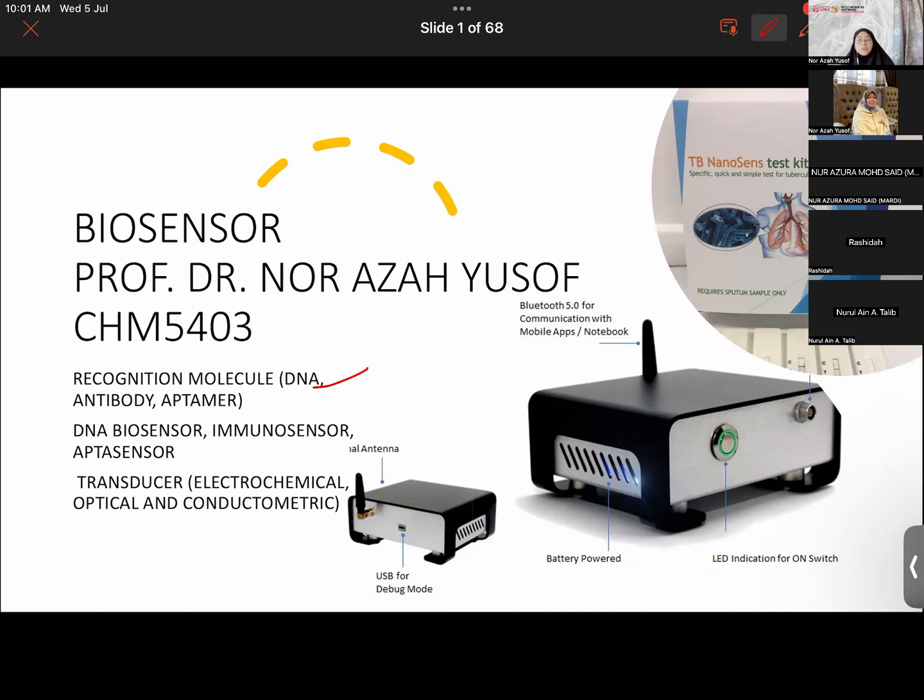Okay, so the first slide is not sent to you because it's just a general slide to help understand the general structure of biosensors as well as bioreceptor.